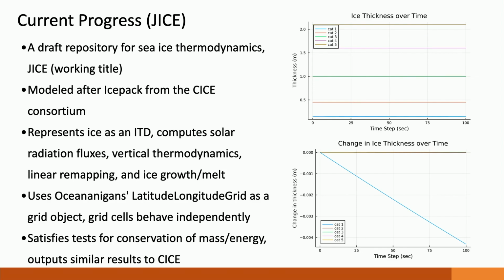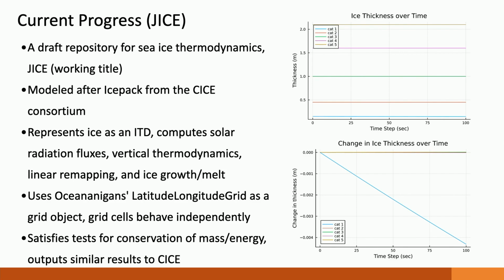And right now I'm using Oceananigans' grid structure, primarily the latitude-longitude grid, since that's what's primarily used for global models, as a grid object, and for thermodynamics, individual grid cells behave independently. And currently the model satisfies tests for conservation of mass and energy, and it outputs similar results to CICE.